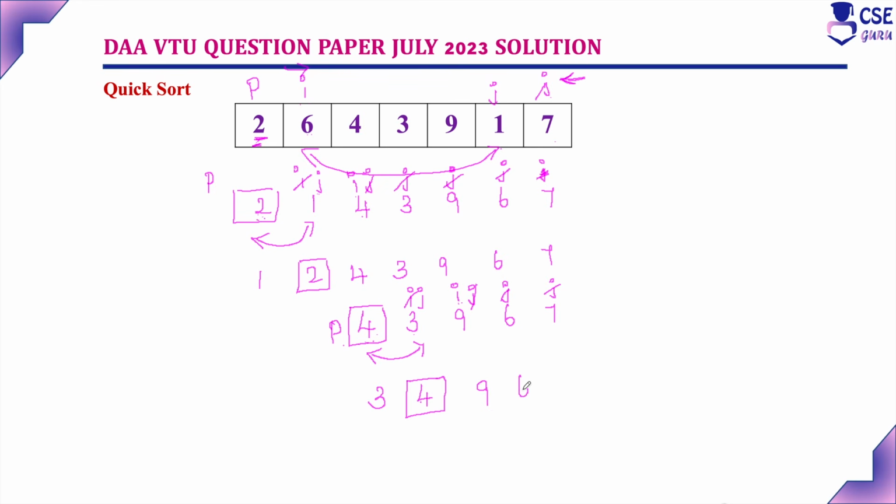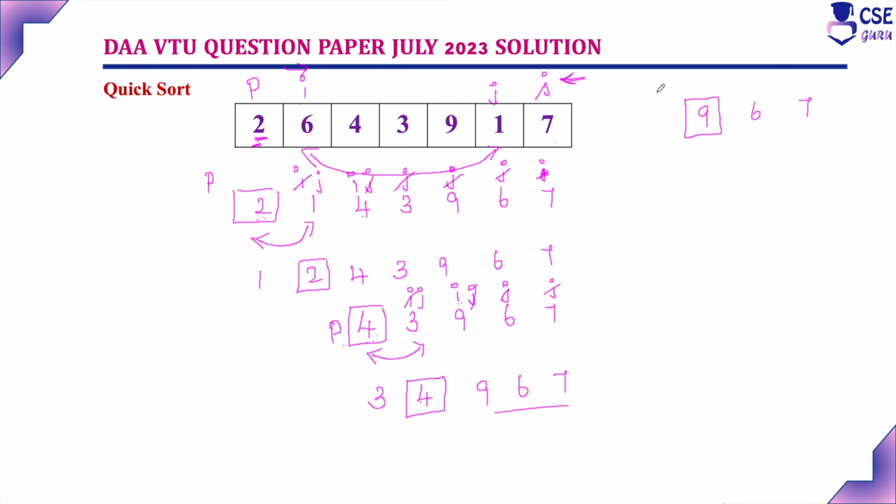And 9, 6, 7. So the left array is lesser than the pivot element, and the right array is greater than the pivot element, all the elements. Now the left array has only 1 element, already sorted, no need to consider. Only the right part of the array you need to consider, that is 9, 6 and 7.